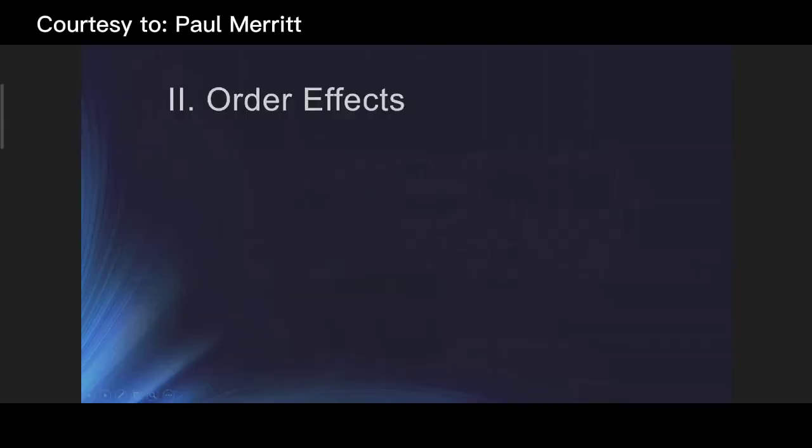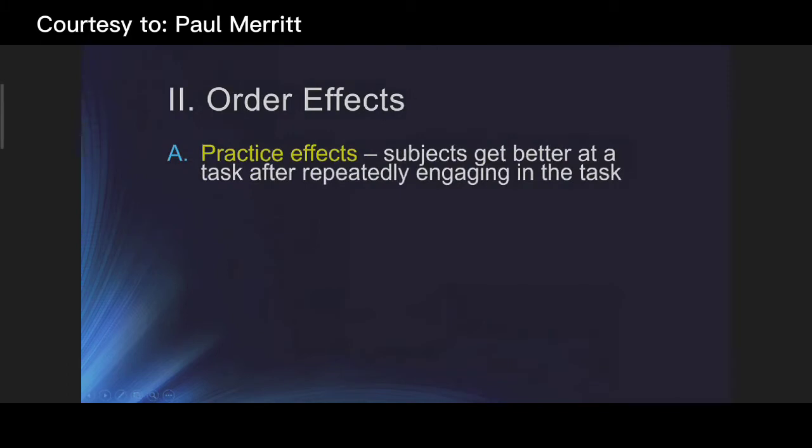One of the biggest problems we have within subject designs are order effects. Because we're repeatedly measuring people, we have to be very careful about what order in which we might measure participants. So the first issue we have are practice effects. Practice effects occur because subjects just simply get better at a task after repeatedly engaging in that task. So they've practiced at it, so they're going to get better at it.